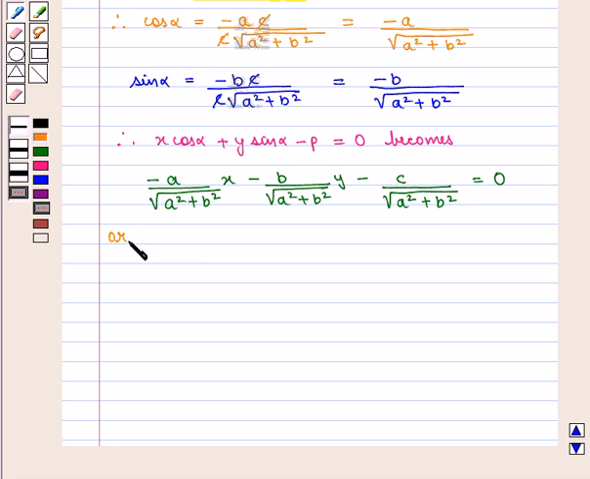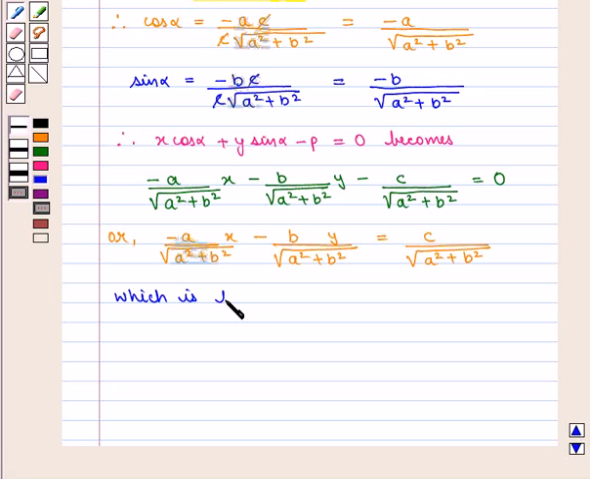which can also be written as minus a upon square root of a square plus b square into x minus b upon square root of a square plus b square into y is equal to c upon square root of a square plus b square, which is the required normal form of the line ax plus by plus c is equal to 0.